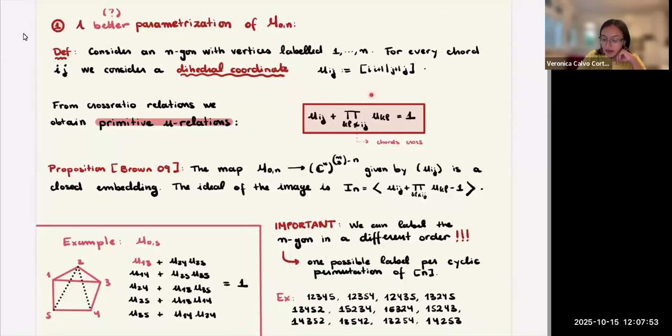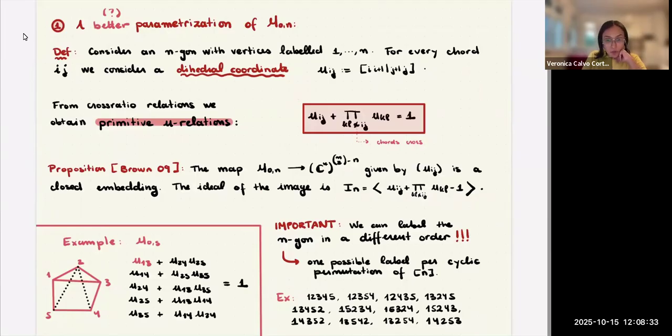This you can really check just by replacing the definition of the cross ratio, and then you will get the equality. Francis Brown in 2009 introduced this map, and he showed in particular that this gives a closed embedding of M_0,n into an algebraic torus of dimension n choose 2 minus n. He also showed that the image is cut out set theoretically by the ideal given by these relations.